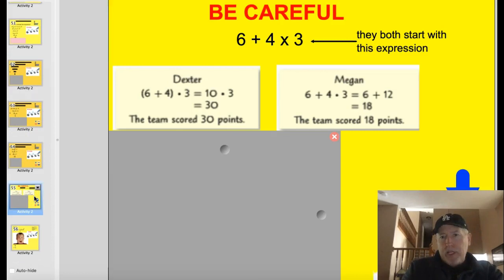Be careful though. Here's 2 kids, Dexter and Megan, who both looked at this problem and they both solved it and they got different answers. See if you can figure out which one's right.